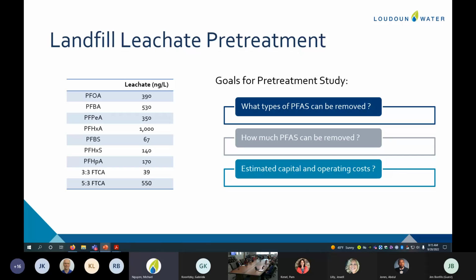Okay, so it really has to do with the chemical composition, not the decomposition of the PFAS. Yeah. Okay, thank you.